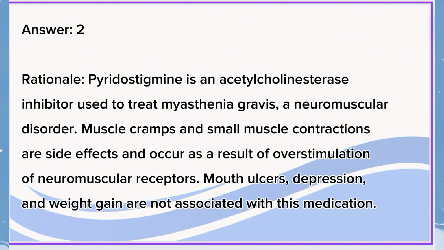Rationale. Pyridostigmine is an acetylcholinesterase inhibitor used to treat myasthenia gravis, a neuromuscular disorder. Muscle cramps and small muscle contractions are side effects and occur as a result of overstimulation of neuromuscular receptors. Mouth ulcers, depression, and weight gain are not associated with this medication.